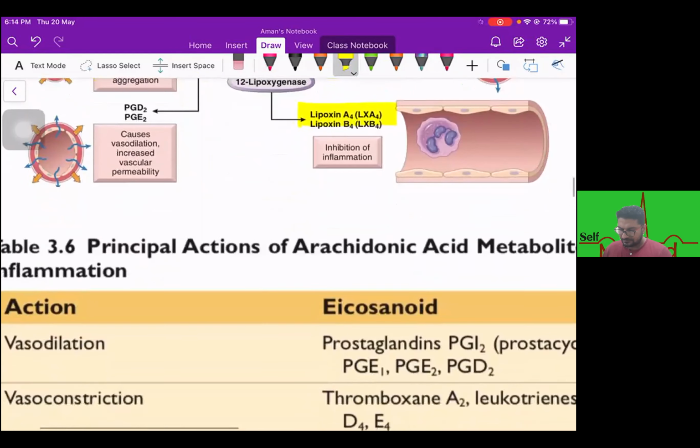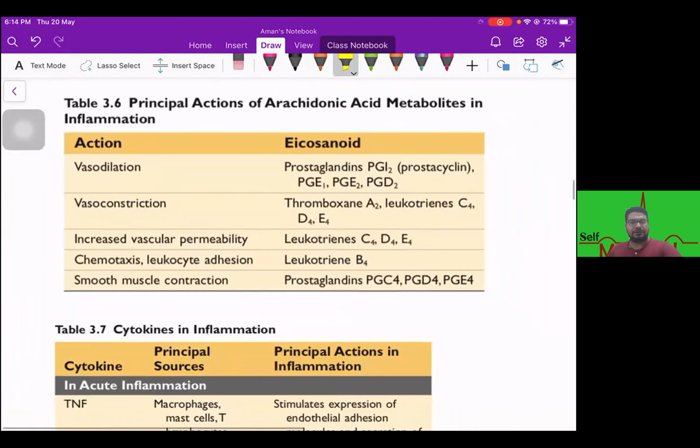Okay, moving ahead. So these are the actions of different types of icosanoids. I just want to add, remember, vasoconstriction is done by thromboxane A2. Thromboxane A2 will do vasoconstriction, right?